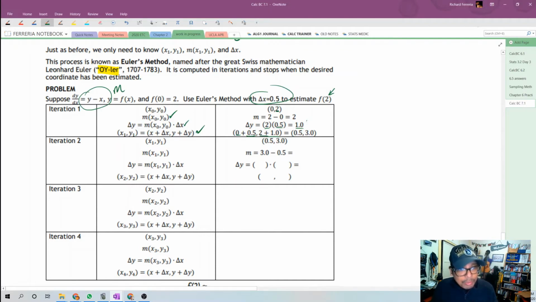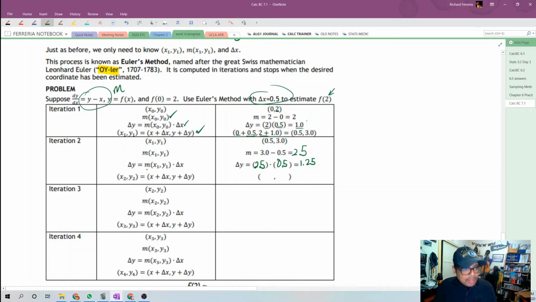First, slope. Slope is the y coordinate minus the x coordinate. Y coordinate minus the x coordinate is 3 minus 0.5. That's 2.5. You may want to grab your calculator at this point. Delta y. That's going to be equal to the slope, 2.5, multiplied by delta x. Delta x is still 0.5. And if I do that correctly, that is 1.25.